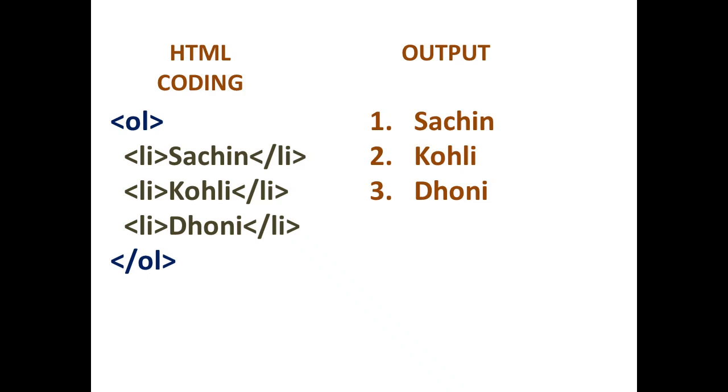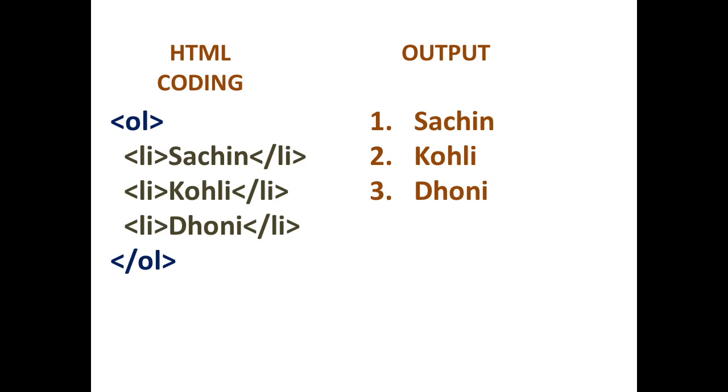The parent tag has been closed, which means we have not specified which format the order should be, whether a number format, Roman numerals, capital letter alphabet or small letter. We have not specified. So as I told you in the previous slide, by default it's going to be numbers. What is displayed on the screen in the web page is 1, 2, and 3: Sachin, Kohli, and Dhoni.